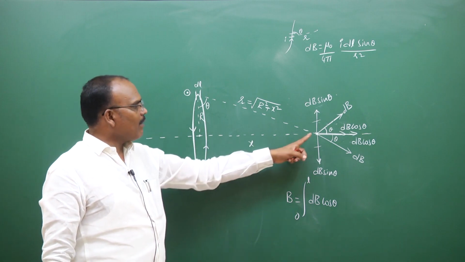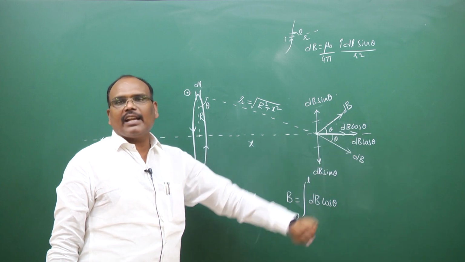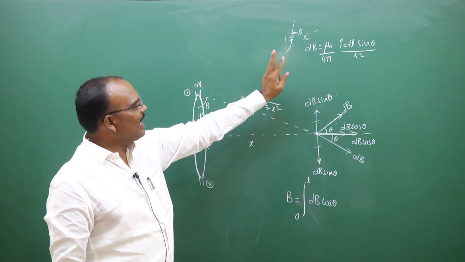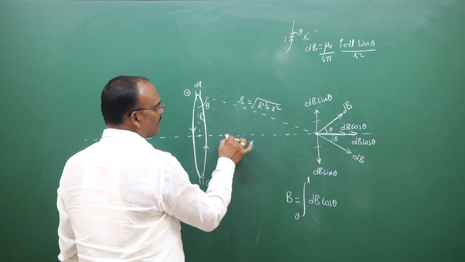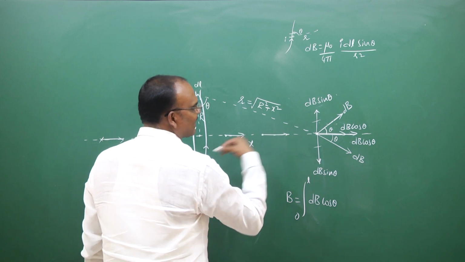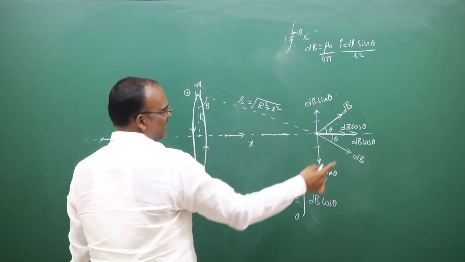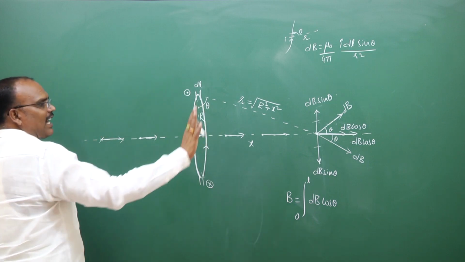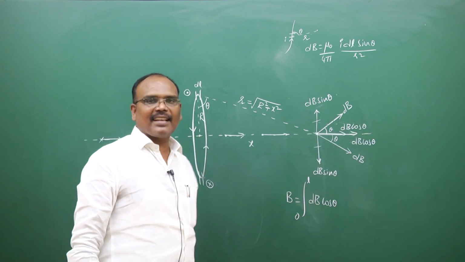So the total magnetic field at this point is the integration of this component, dB cos theta. Vertical components cancel, there is no magnetic field this side. So at any point on the axis the magnetic field will be like this. Here the strength is more, and as we go on, the strength decreases. That is the difference. Even this side, the magnetic field is in one direction only, always along the positive x-axis.